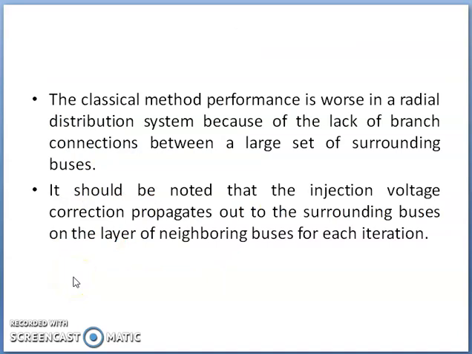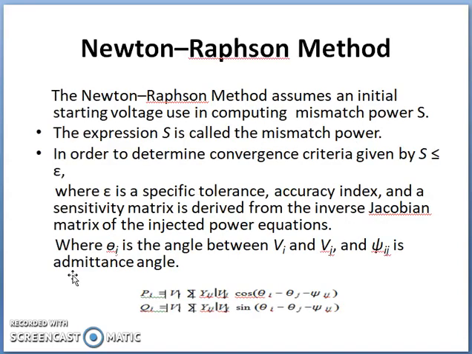Basically, this classical method's performance is poor compared to other methods, especially in the case of a radial distribution system, because there is a lack of branch connections between the large set of surrounding buses. But it should be noted that the injection voltage current correction propagates out to the surrounding buses on the layer of neighboring buses for every iteration. So that's why this method is not very well utilized.